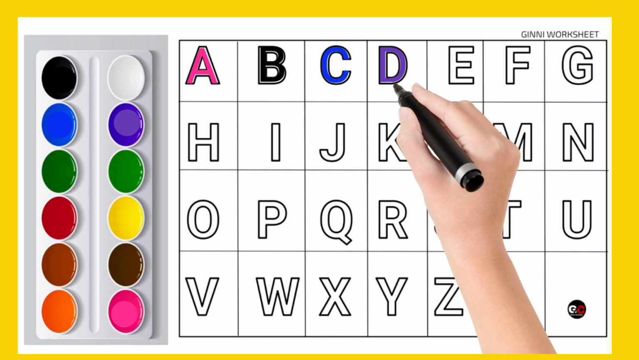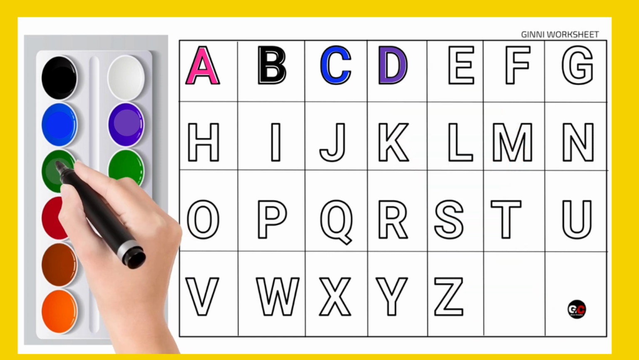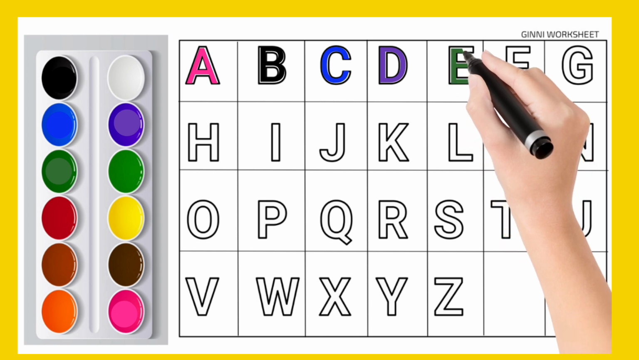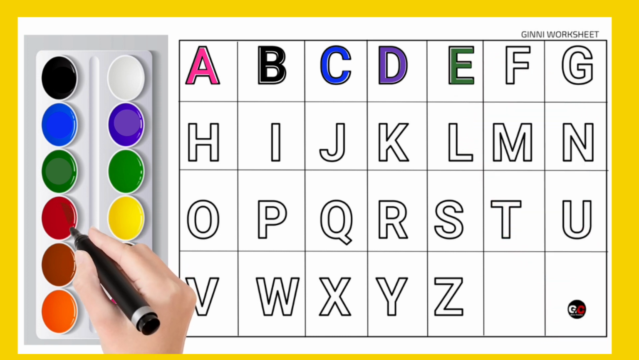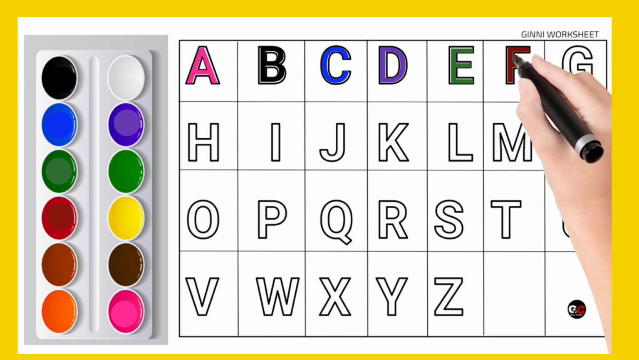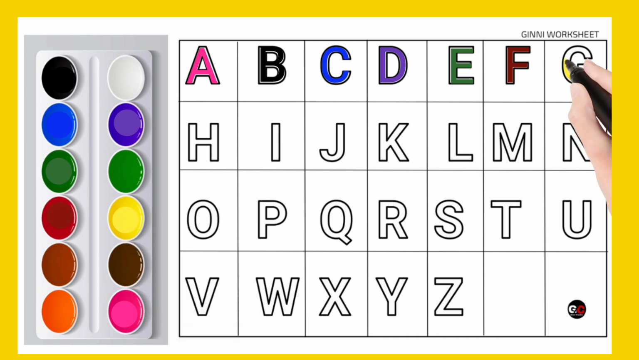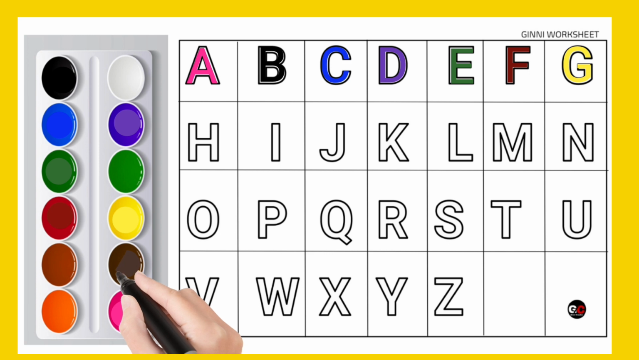D for dog, A, B, C, D, E, F, G. E for elephant, L, M, N, O, P, Q, R, S, T. F for fish, W, X, Y, and Z. Now I know my ABCs. Next time, won't you sing with me?